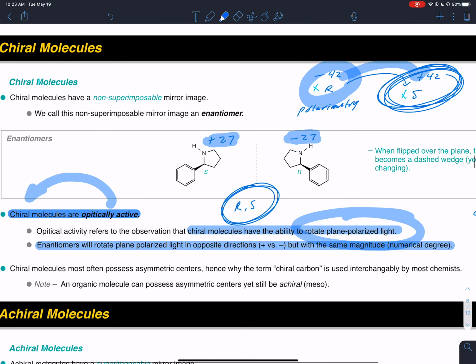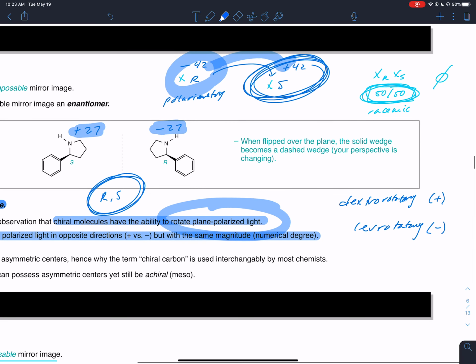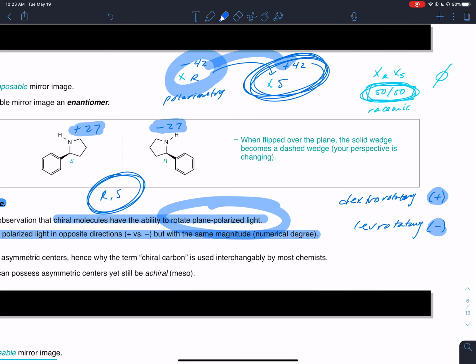You should be familiar with this idea of optical activity and this idea of polarimetry, the terms dextrorotatory and levorotatory, and the corresponding plus versus minus designation that we give to each of those rotations of light.